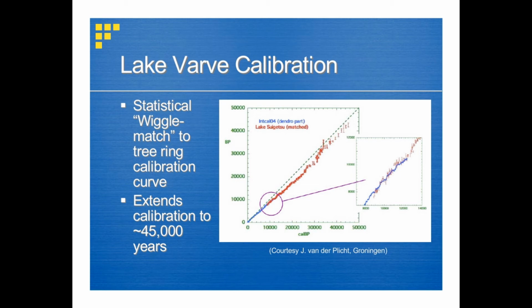What they did with the lake varves is they didn't count all the way back from the present. They started at about 9,000 years ago, and then they take the ripples in the calibration of the lake varves, match them up with the ripples in the tree ring record, and you can see that the match here again is quite good. The ripples reproduce themselves pretty well. And so we have a calibration now going back about 45,000 years. And again, I think it's fairly accurate.